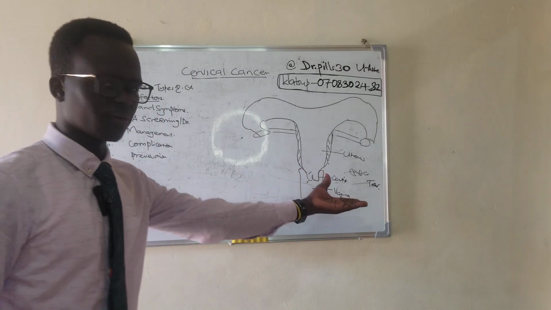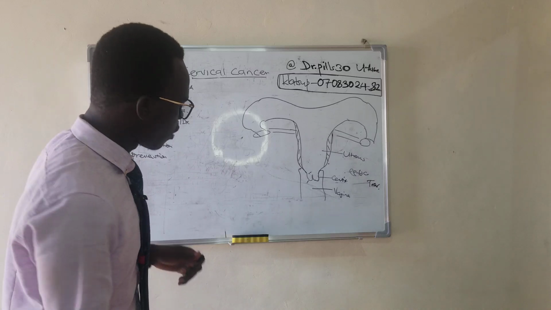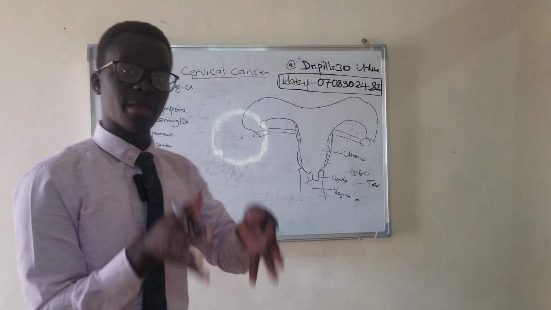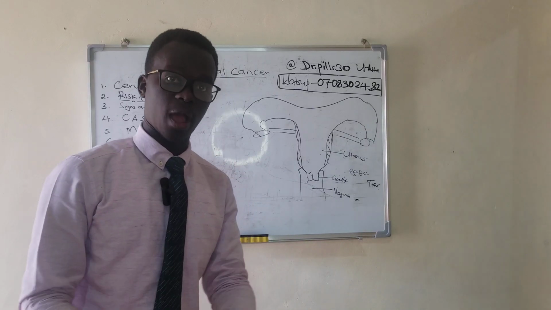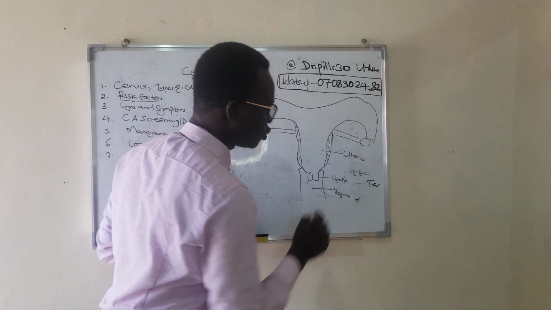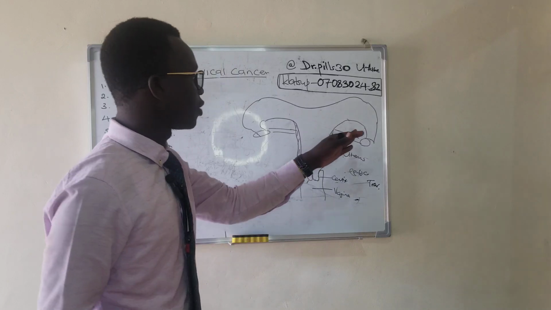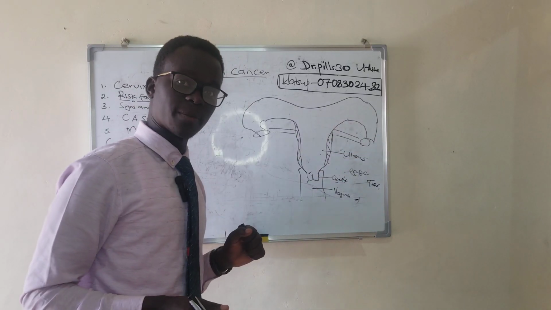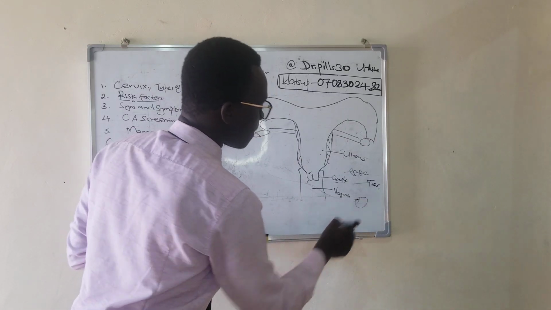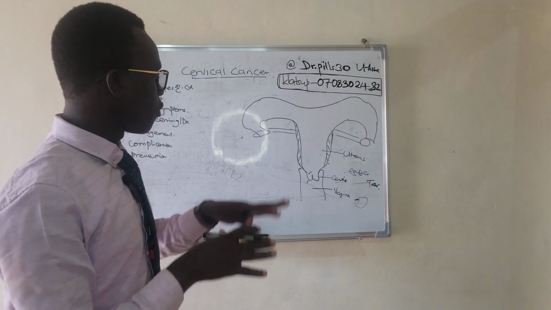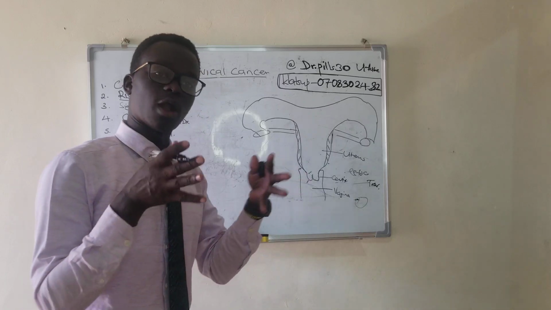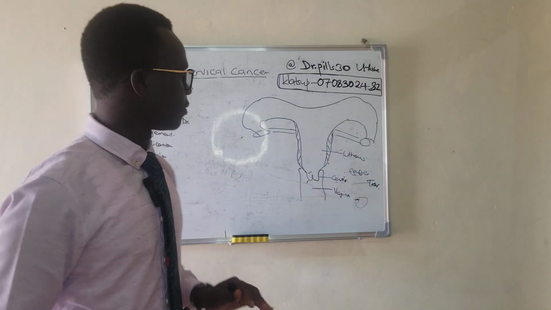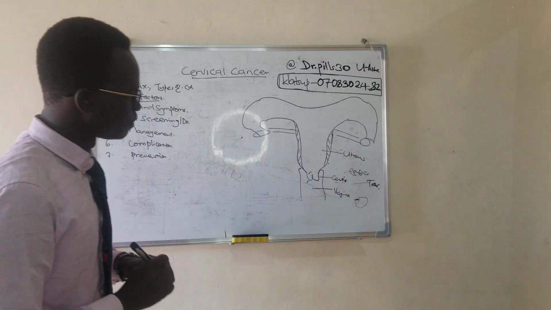What is the importance of the cervix? One, it opens and allows the baby to come out during delivery. It also allows the passage of sperm during sexual intercourse in order for fertilization to take place. It also allows menstrual blood to come out through the vagina during periods. Okay, those are the major importance of your cervix.